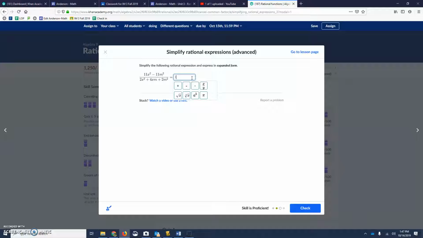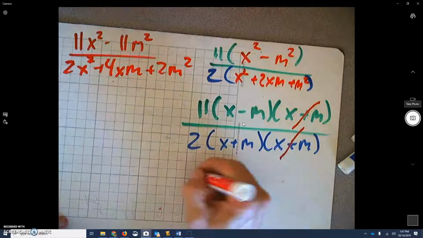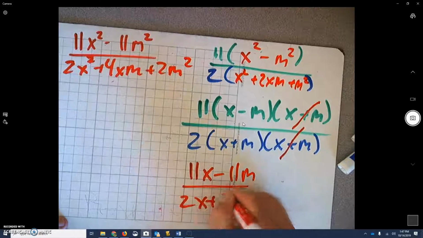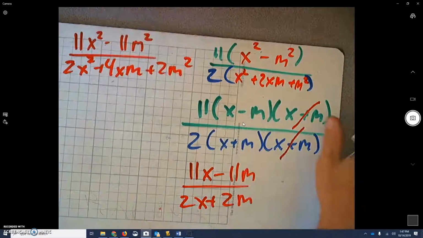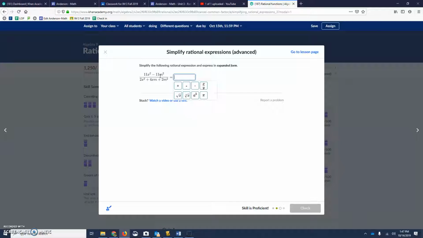So 11x minus, it says in expanded form, which means that they're not going to want us to write it out like this. This is factored form. So expanded form would be distributing our numbers. And when they detail it like that, you will get it marked wrong. I know that from experience because I just did one and I got it wrong because I did not multiply it out. So 11x minus 11m. I'm going to just get the top and bottom going now. So 11x minus 11m over the denominator, 2x plus 2m.